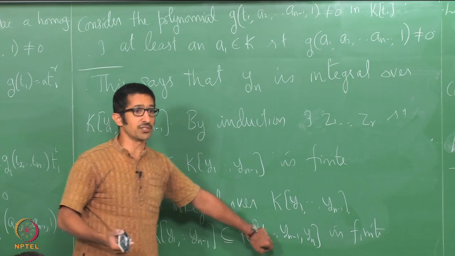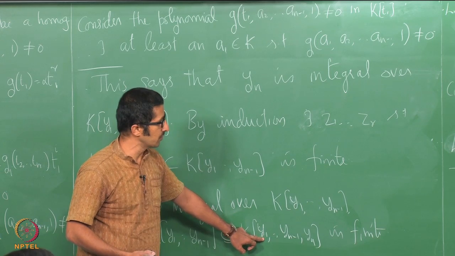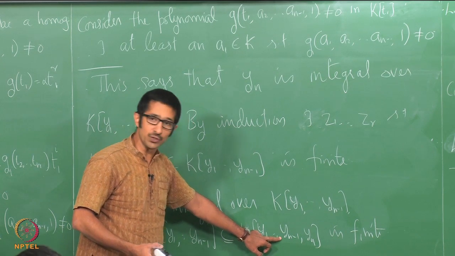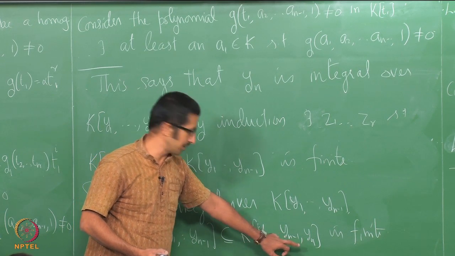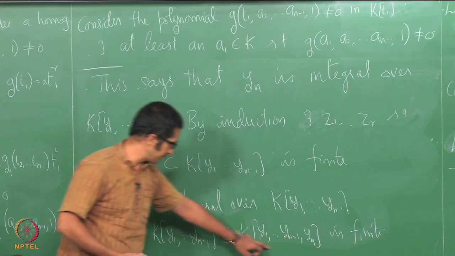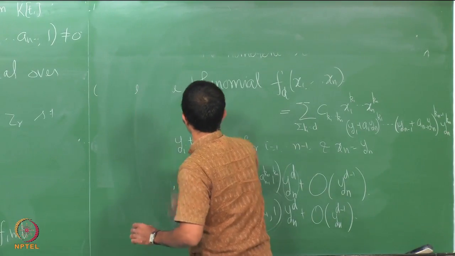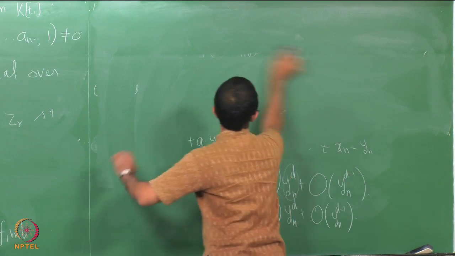But what are the substitutions that we had made? x1 equal to y1 plus a1 yn, x2 equal to y2 plus a2 yn, and so on up to xn equal to yn. So, therefore, note that k[y1 up to yn] is the same as k[x1 up to xn]. So, that finishes the proof.